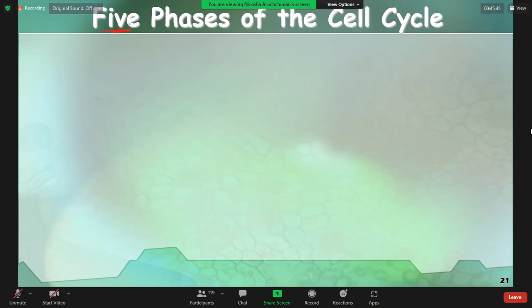The cell cycle or cell division refers to the series of events that take place in a cell leading to its maturity or subsequent division, right? These events include duplication of its genome and synthesis of the cell organelles, followed by the division of the cytoplasm, right? We'll discuss these 5 phases.